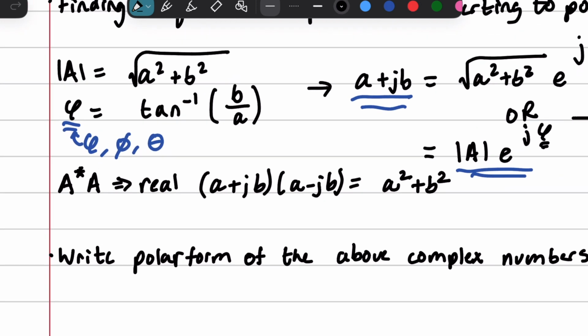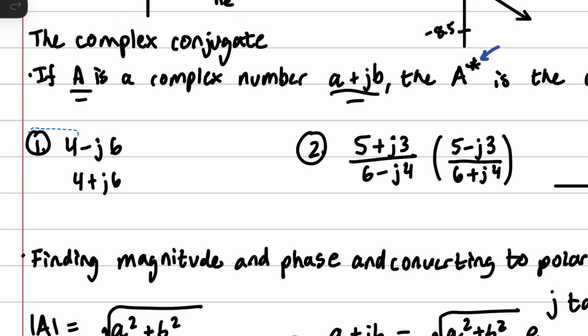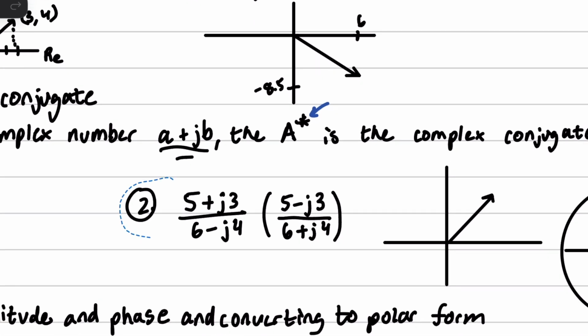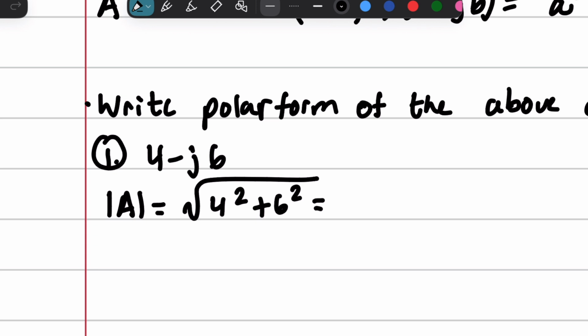So essentially what they mean by the above, we're going to look at this one right here. We want to find the polar representation for this, and so what do we need? Well, we're going to need a magnitude, and I'm just going to call it A, and that's going to come from the square root of 4 squared plus 6 squared, which is equal to root 52.